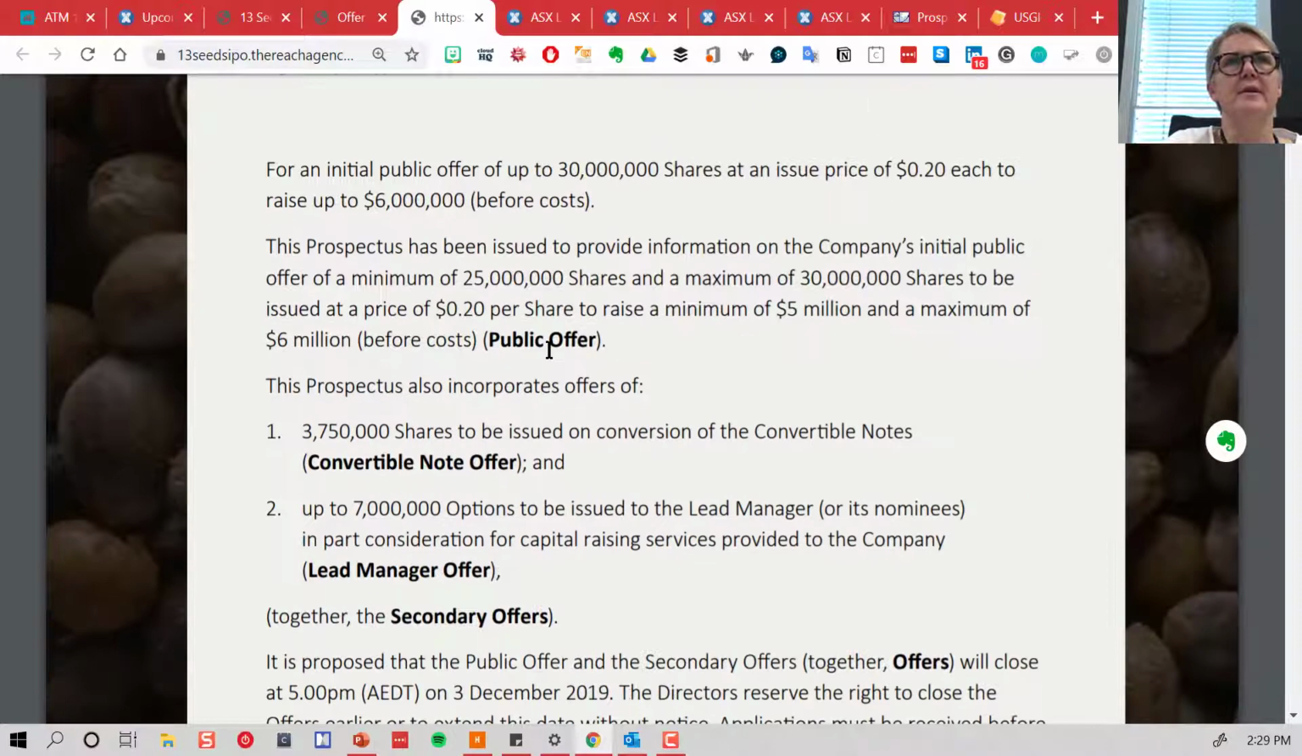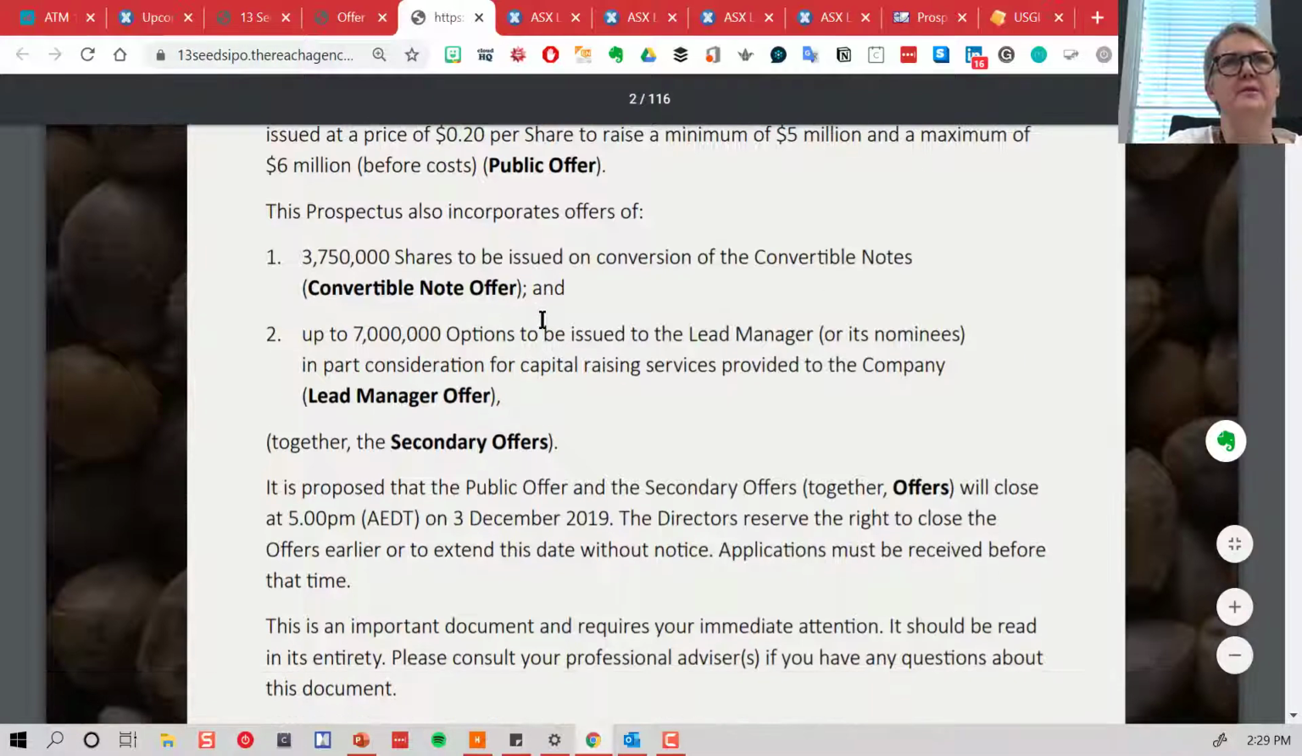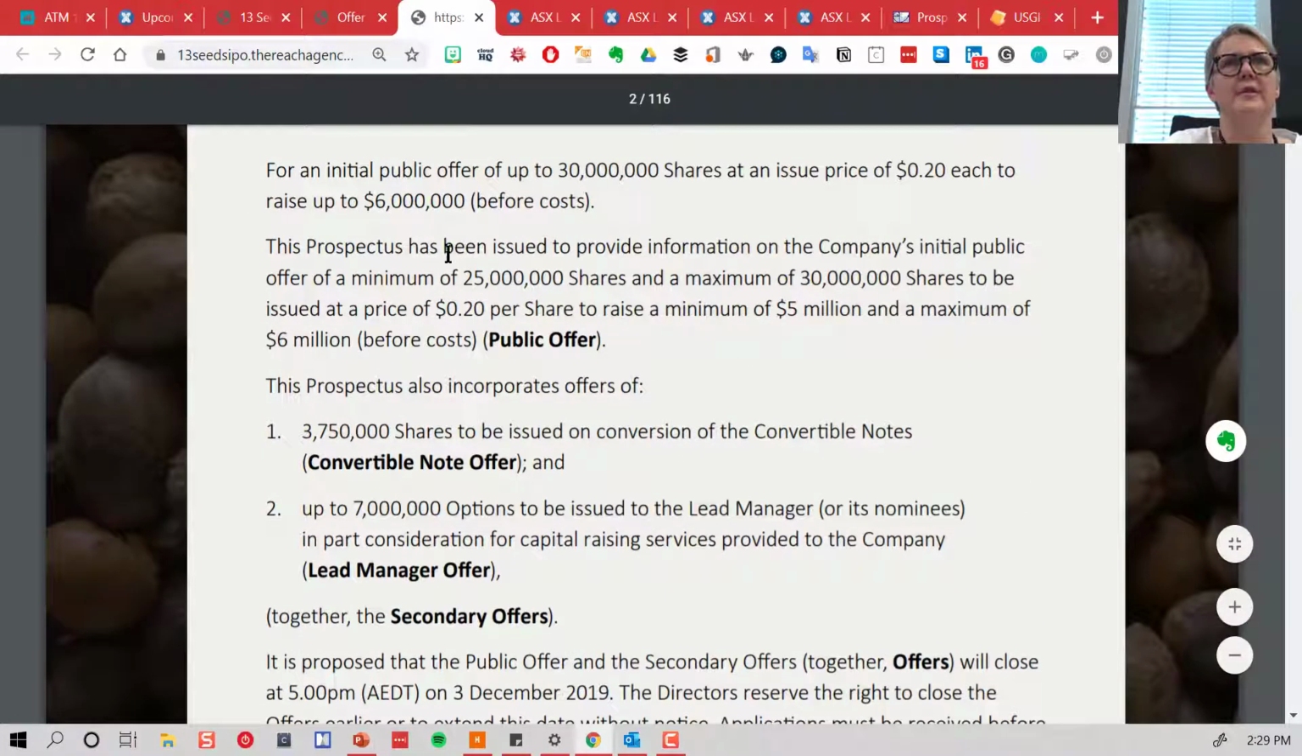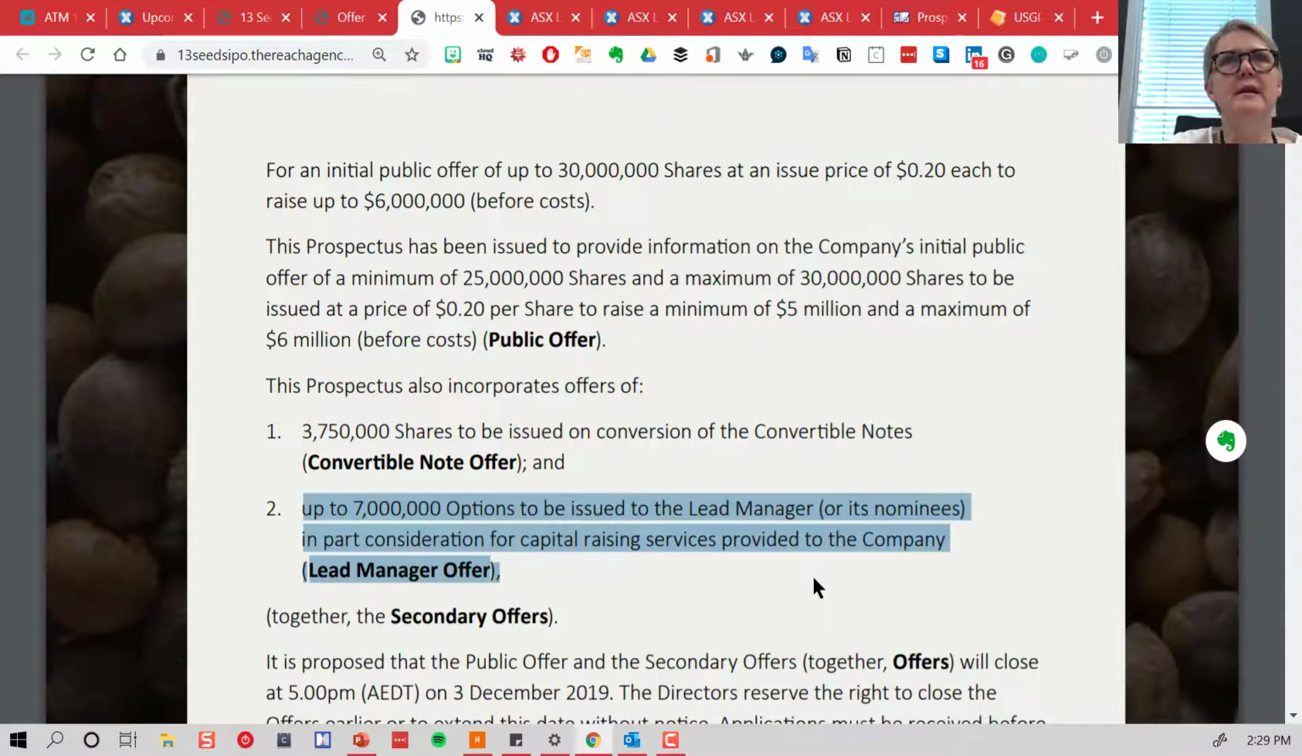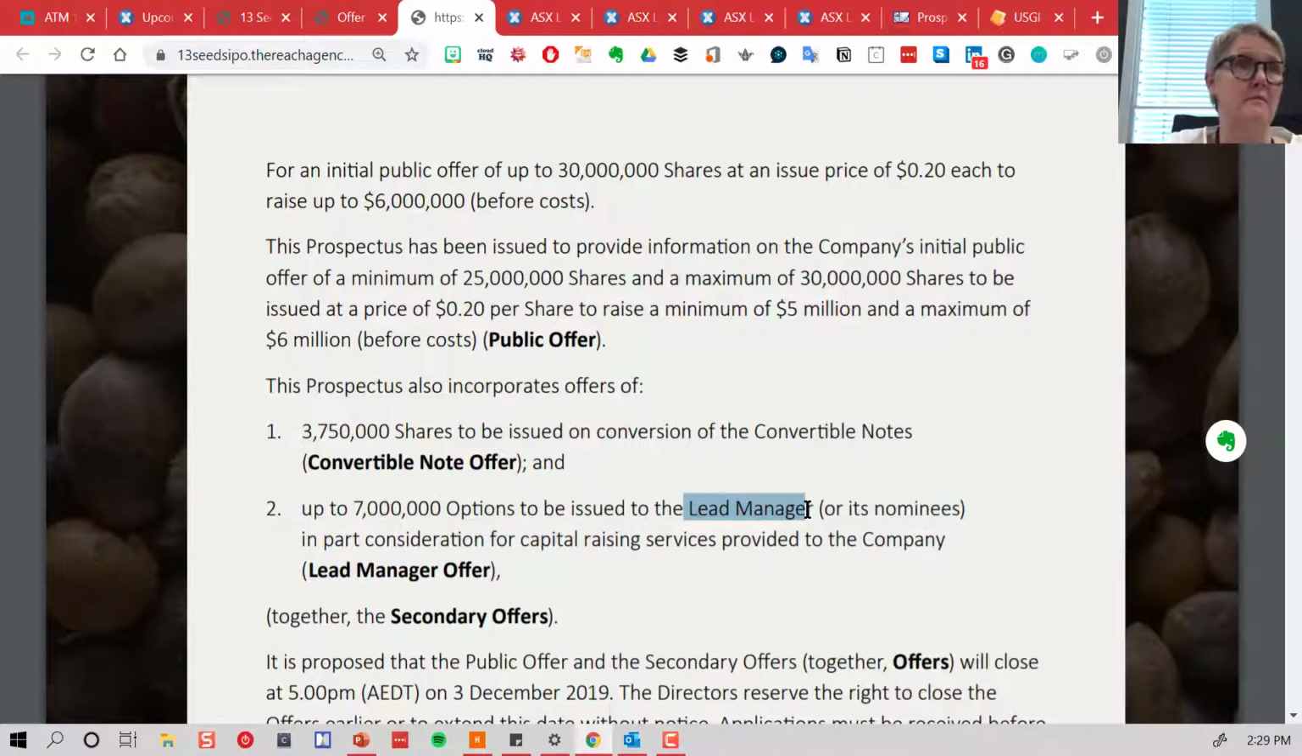A couple of things that you will always see in a prospectus right up front. So this is the summary page. Again, it's repeating information that we saw earlier. So there's a main offer for shares. There's also a convertible note offer. And basically, we're disclosing here that we're going to offer some options to the lead manager or to people that it nominates. Interesting, it's using the word manager there. It suggests that this one may not be underwritten.